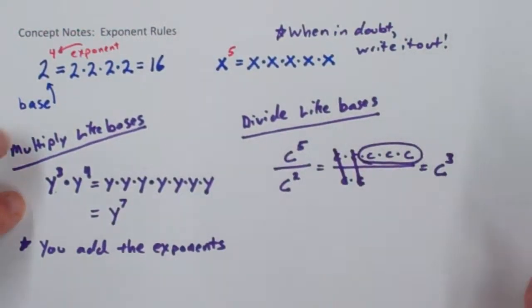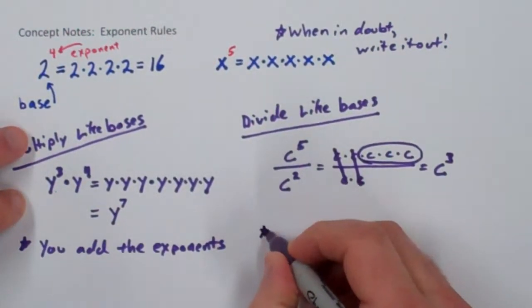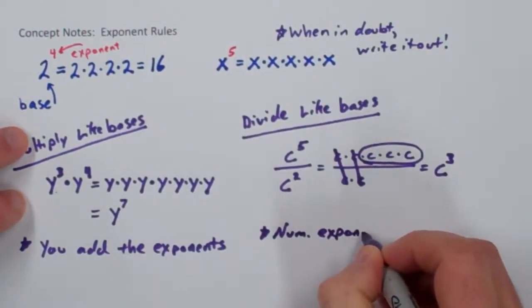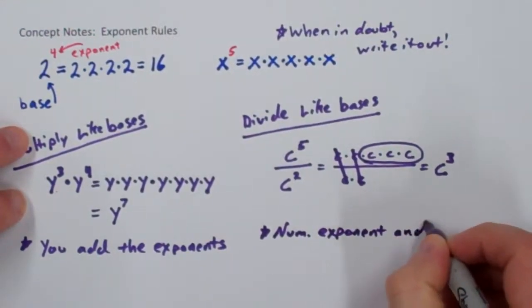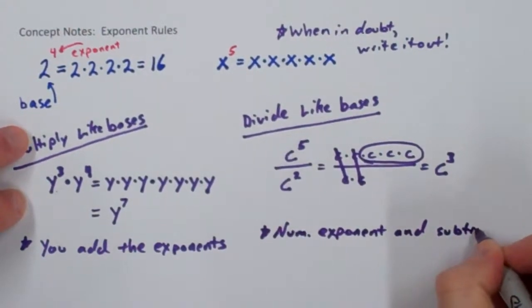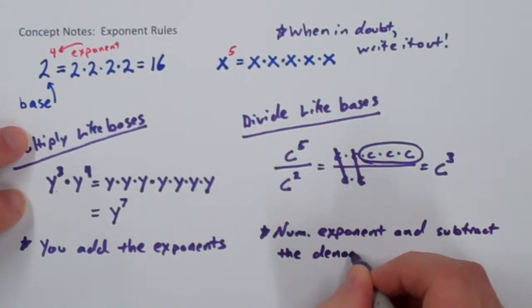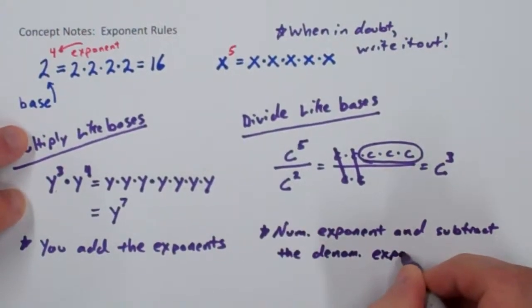So when we're dividing like bases, you're going to take the numerator's exponent and you will subtract the denominator's exponent. That is the rule.